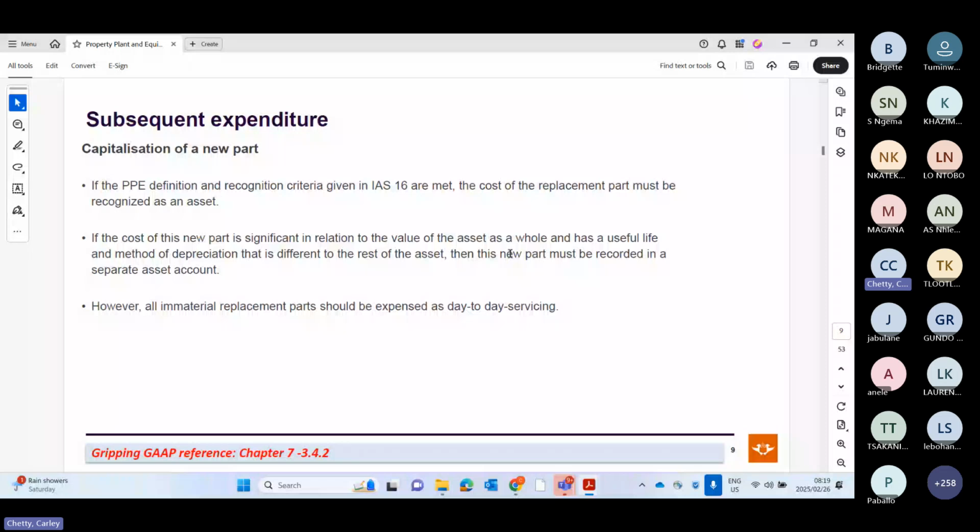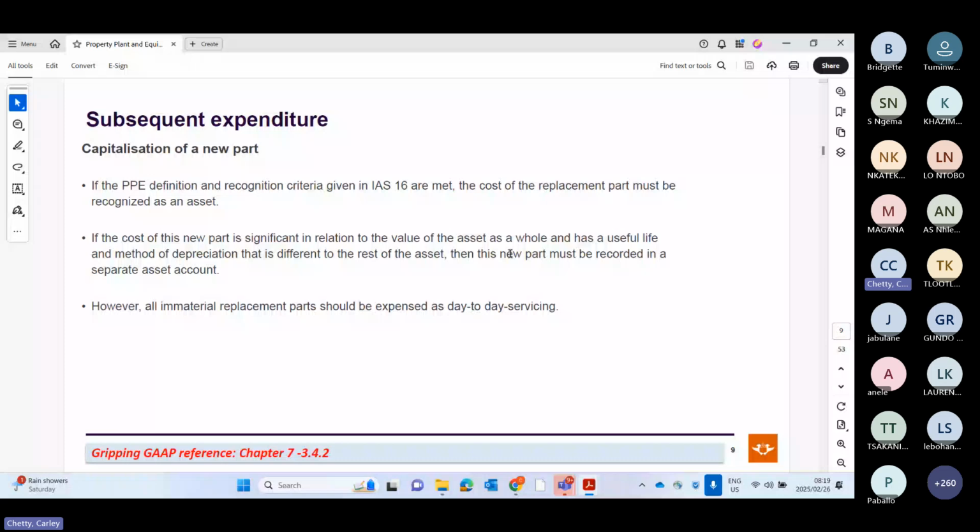However, there could be immaterial replacement parts, and these should be expensed as day-to-day servicing cost. Say, for example, I have a car and I replace the windscreen wipers. That is an immaterial replacement. It is not a significant value and it's not going to be depreciated. So if we are replacing an immaterial part, then that should be expensed as day-to-day servicing.